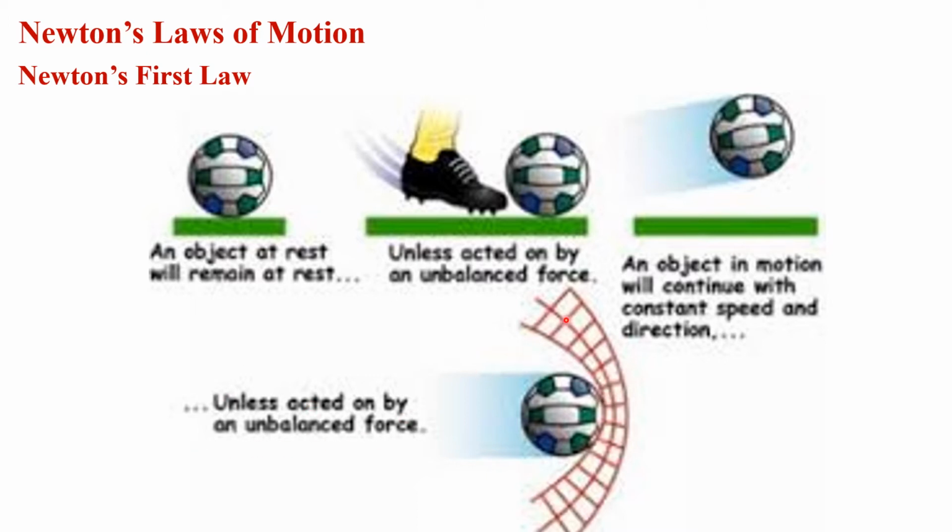Now this net is trying to stop this ball, and because this net is applying force on this ball, it will stop, and its motion will be stopped by the help of this external force applied by the net. From this example, we can understand that when an object is at rest, it will remain at rest. When an object is in a state of motion, it will continue its motion unless this object is acted on by an external force.